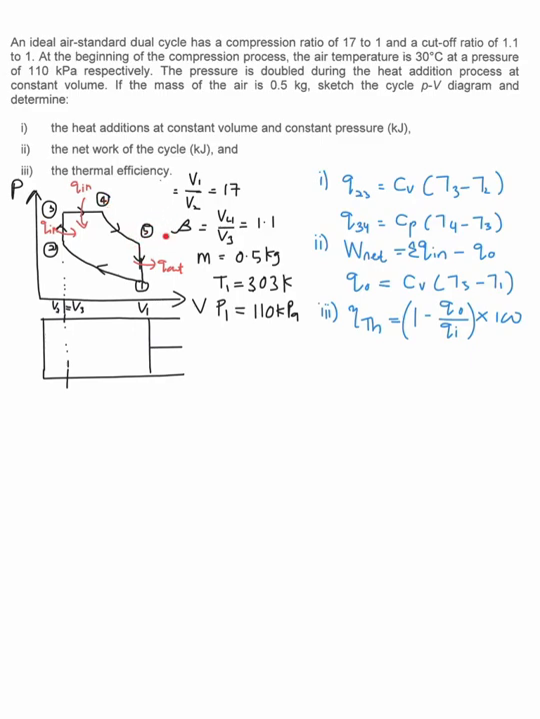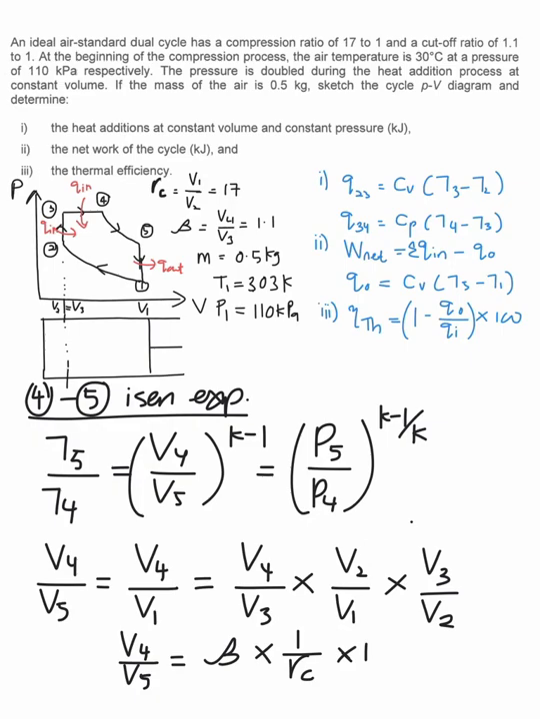And now finally we have the relationship between 4 and 5, so that we can find the temperature at 5 in order to solve for your Q out over here. This relation is isentropic expansion between 4 and 5. So we make use of this isentropic relation in order to find T and also your pressure over here.